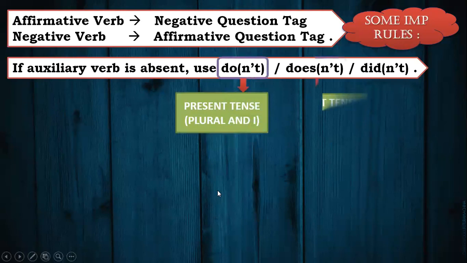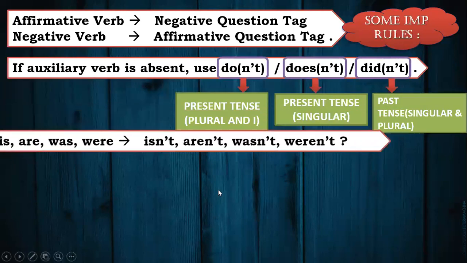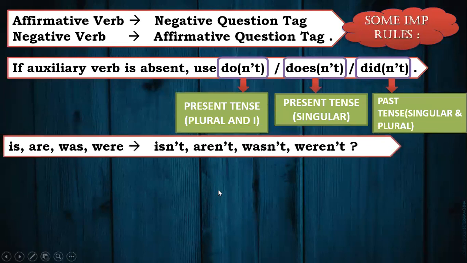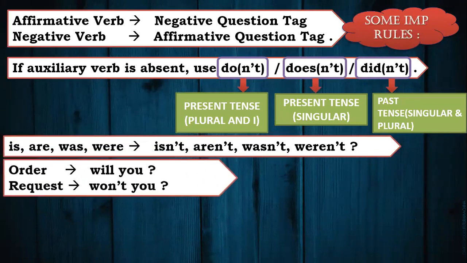Many of us have this doubt. What if we have am, is, are, was, were, like words given? In order to make it easier, these are the to be forms. And whenever we have to be forms given, we always use the same words as a question tag. Moving on. Sometimes we have an order and a request. In this case, an order always carries will you as a fixed question tag, whether it is a positive, that is affirmative, or a negative statement.